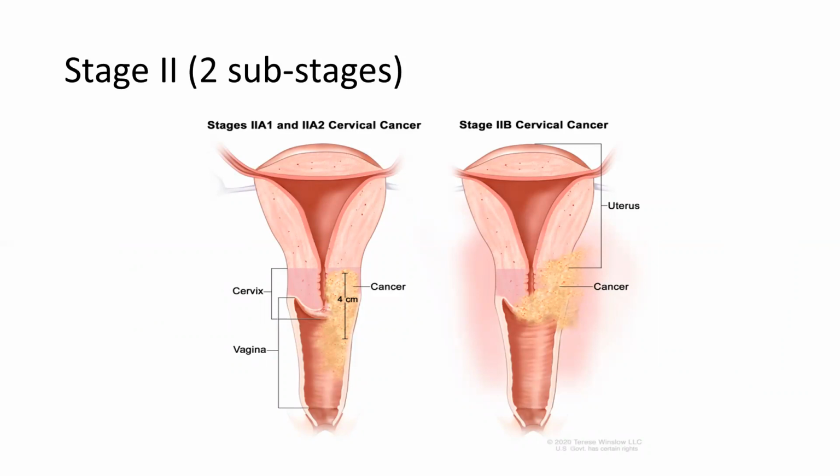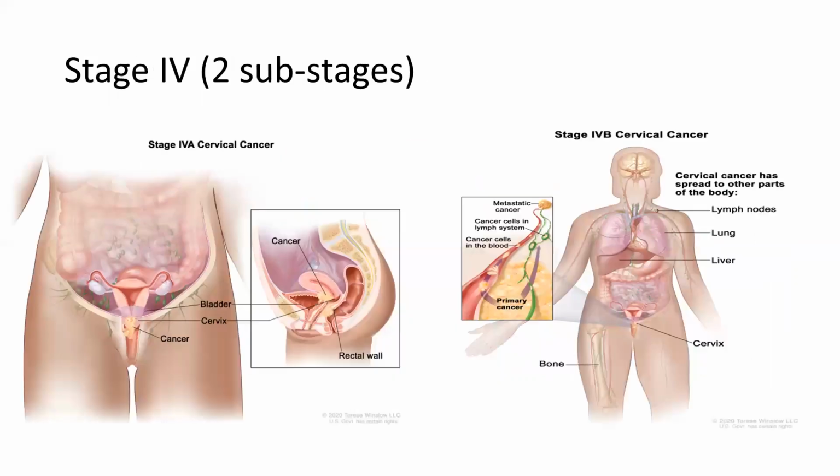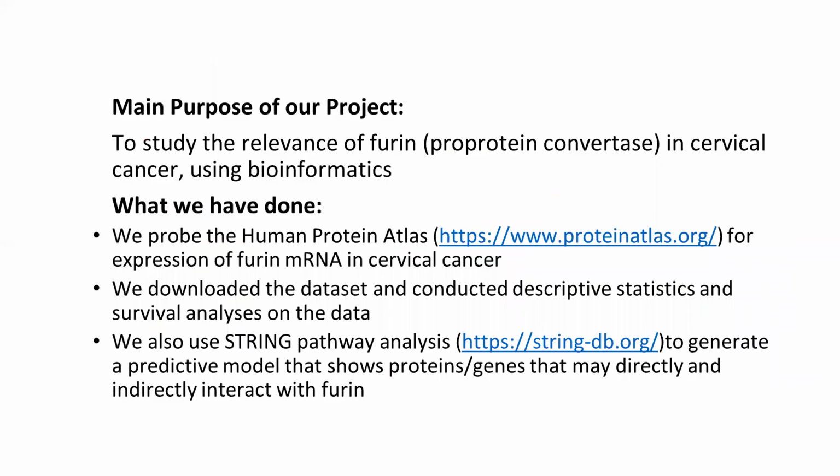And in the third stage, there are also three substages. We can see that the cervical cancer metastasizes from the cervix through the vagina, all the way throughout the kidneys, and also into the lymph nodes. In the fourth and final stage, there are two substages in which the cervical cancer cells metastasize from the cervix all the way throughout the liver, the lungs, and the lymph nodes. Now, I'd like to give it up to my co-presenter.